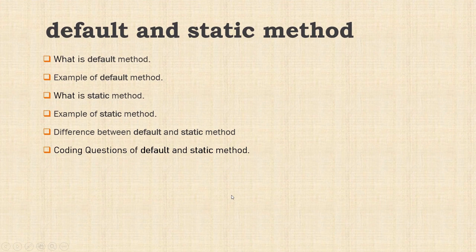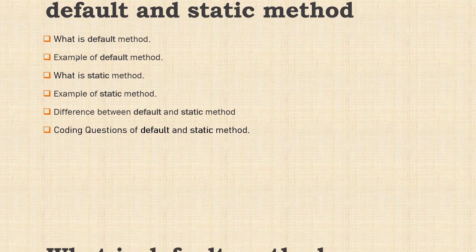It is a very important topic according to interviews. So let's get started. We are going to cover all these topics in this tutorial: what is a default method, example of a default method, what is a static method, example of a static method, difference between default and static method, and coding questions of default and static method. We are going to cover them one by one. Firstly we'll try to understand the core part of default and static methods, then we'll do the coding. So please be calm, we'll understand one by one.